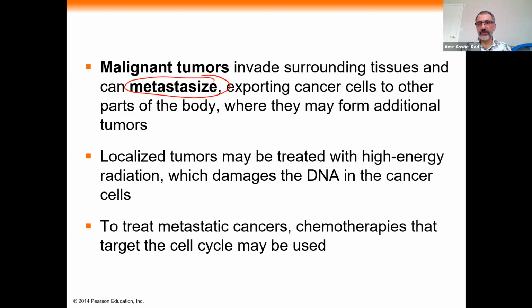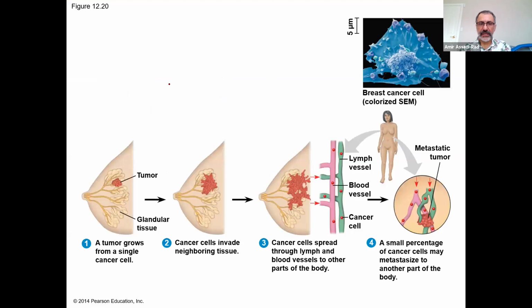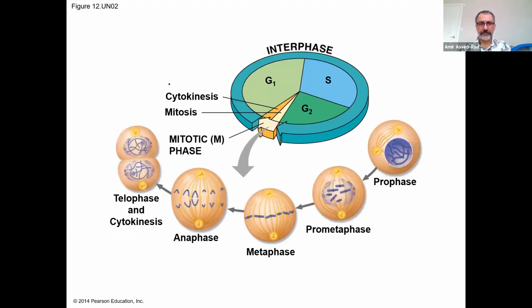Localized tumors may be treated with high energy radiation, which damages the DNA of the cancer cells. To treat metastatic cancer, chemotherapies that target the cell cycle may be used. Okay, here they are. The blood vessels will take the cancer cells to the rest of the body, and then begin. So here they are, the mitotic phases, and that's the end of the chapter.